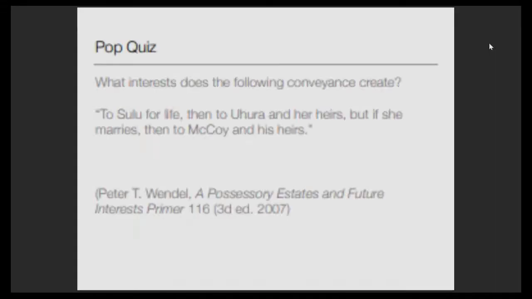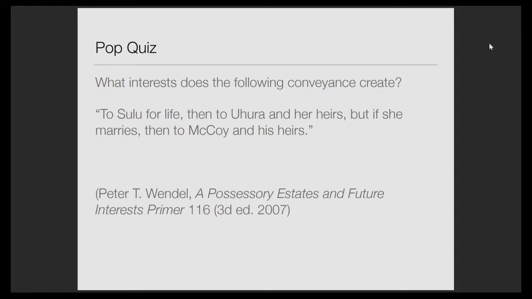So here, let me motivate the problem to all of you with a pop quiz. To Sulu for life, then to Uhura and her heirs, but if she marries, to McCoy and his heirs. All of you who've been to law school, what interest does this create? What's the state of title?